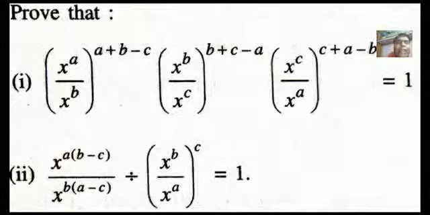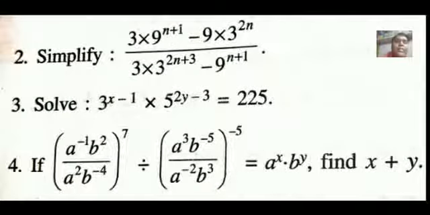Second bit, x to the power a into b minus c divided by x to the power b into a minus c, whole divided by x to the power b by x to the power a, whole to the power c is equal to 1. Okay. Next question.